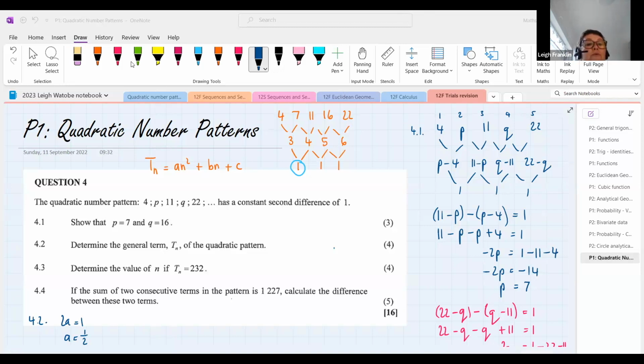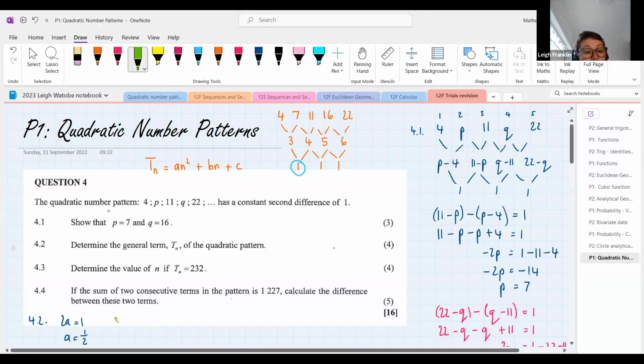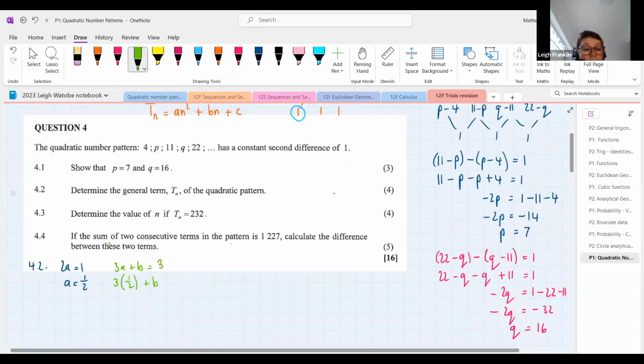Then we use the rule 3A plus B. So 3A plus B, and we make it equal to the first term of our first difference, not the second, the third, the fourth term. So we're going to make it equal to 3, sub in our half. Sorry, I need to maybe go down a little bit here. There we go. And then we can solve for B. So this would be 3 over 2 if I'm correct.